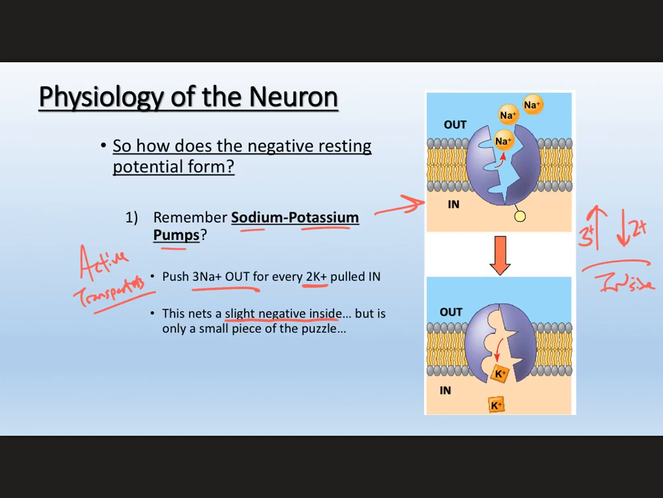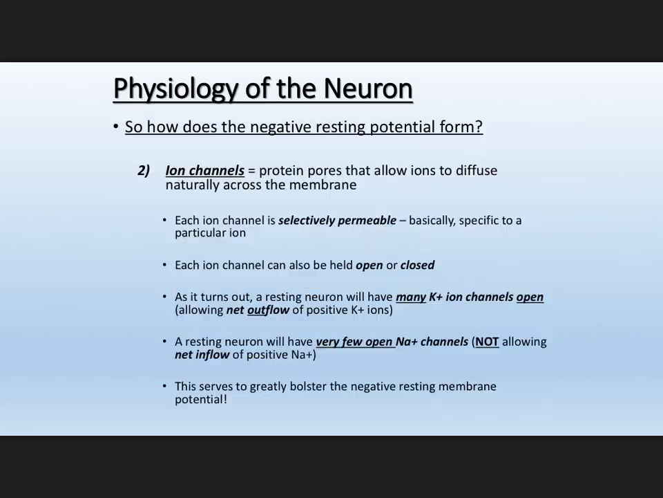But even though some people think of it this way, this is actually not what really sets up the membrane potential on most cells. The bigger influence on membrane potential is just ion channels, pores in the membrane that allow ions to diffuse in or out of the cell. And every ion channel is selectively permeable, another term from first semester. Basically, what that means is each ion channel is specific to a particular ion.